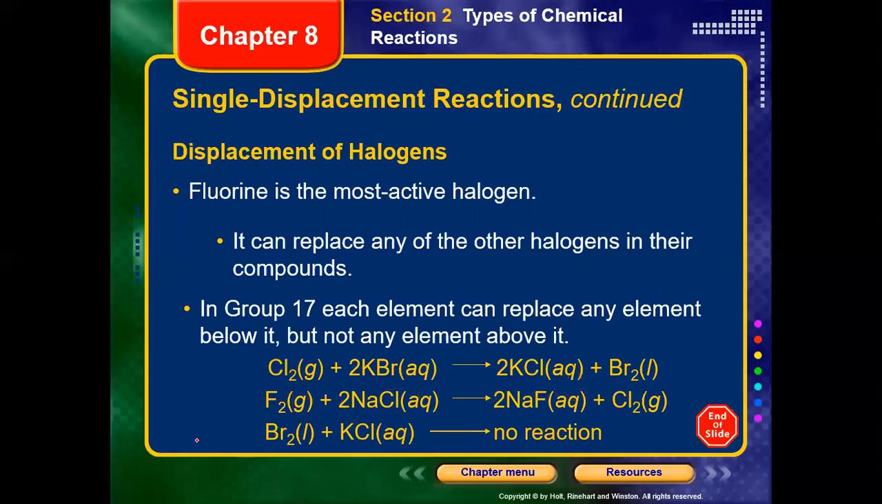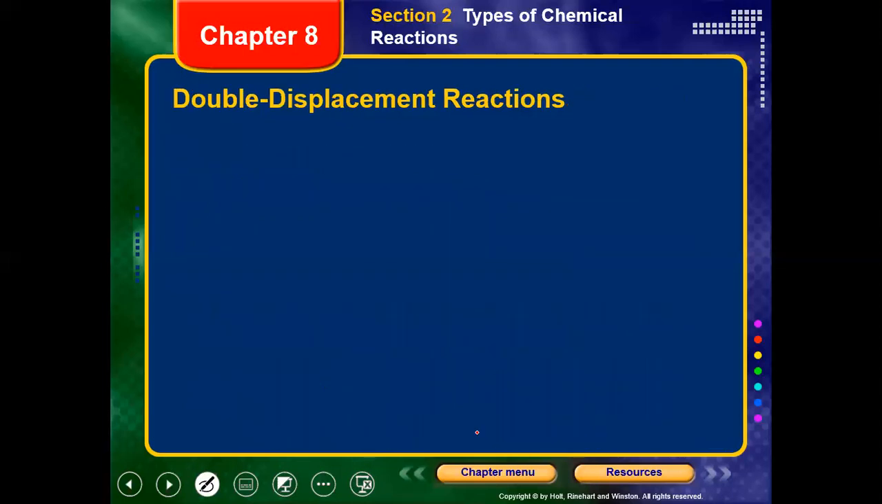More examples, F2 plus NaCl. I know that fluorine has the highest electronegativity, so it's the element with the highest reactivity. Fluorine can replace the chlorine, forming a new compound, sodium fluoride, and chlorine gas. Bromine liquid is less active than chlorine, so it cannot replace the chlorine, so there is no reaction.